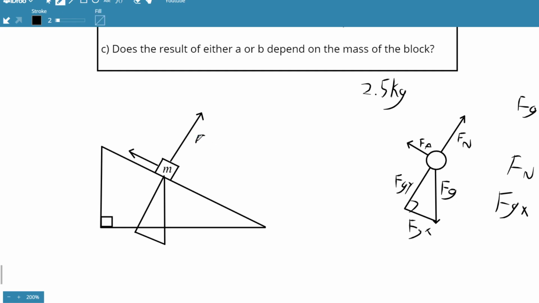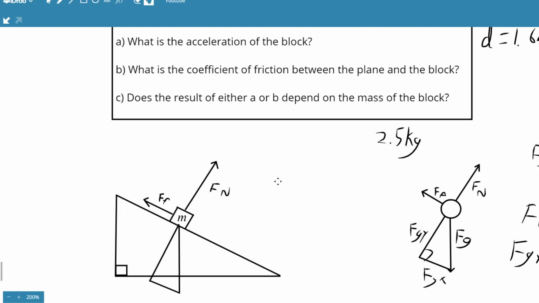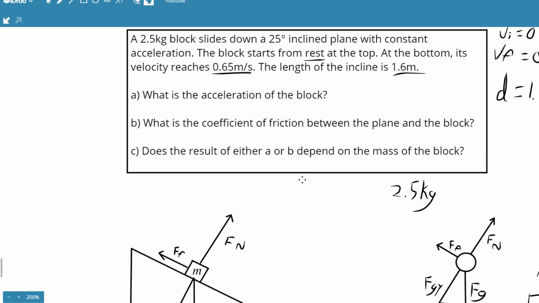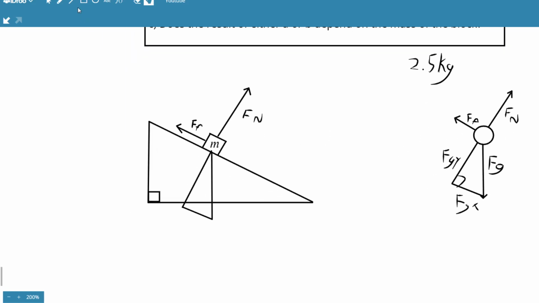Okay, FN, and this one is FF. And let's also put the angle here. This is 25 degrees. And if you watched my last inclined plane video, you know that this angle is the same as this angle. So this is also 25 degrees.